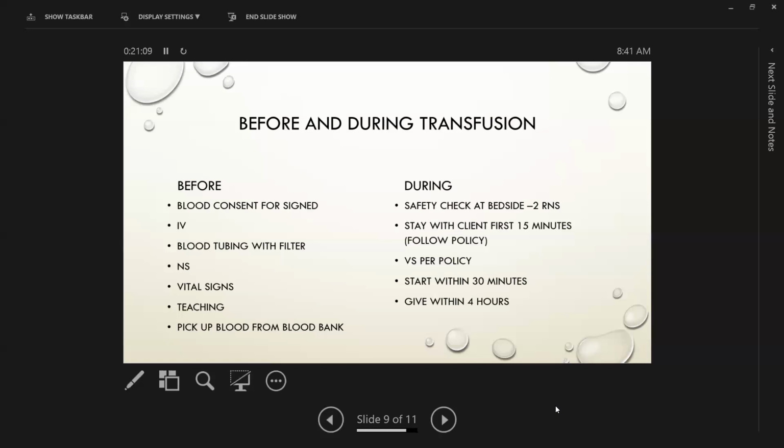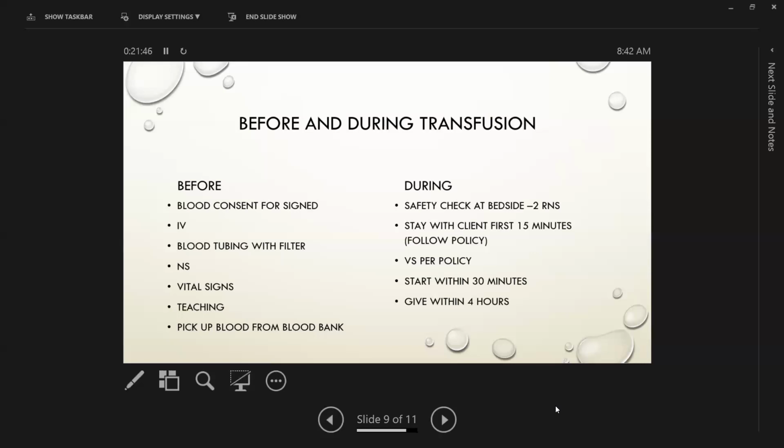We need to do some teaching: what signs and symptoms the transfusion should help with, that we will be monitoring vital signs frequently, that we will stay with the client at the start of the transfusion, and symptoms to let the nurse know about. We will go and pick up the blood from the blood bank, and we'll do a check and double check with the blood bank. We're going to read back some information. They're going to read back some information to us, and we review all this information again at the bedside. So the blood bank check is really checking to make sure that we pick up the right bag of blood from the blood bank.